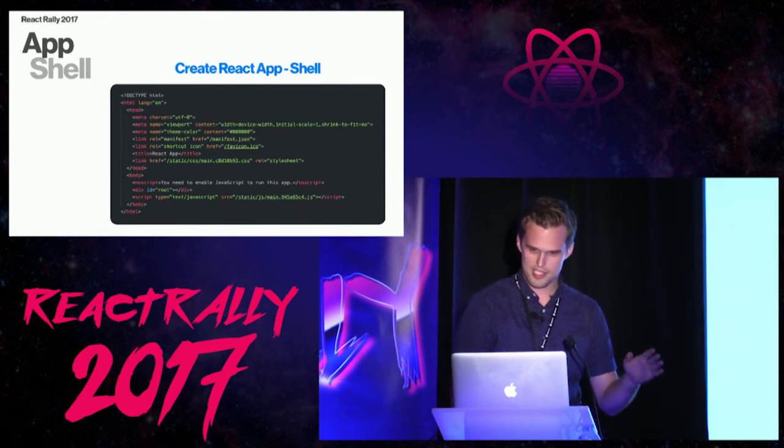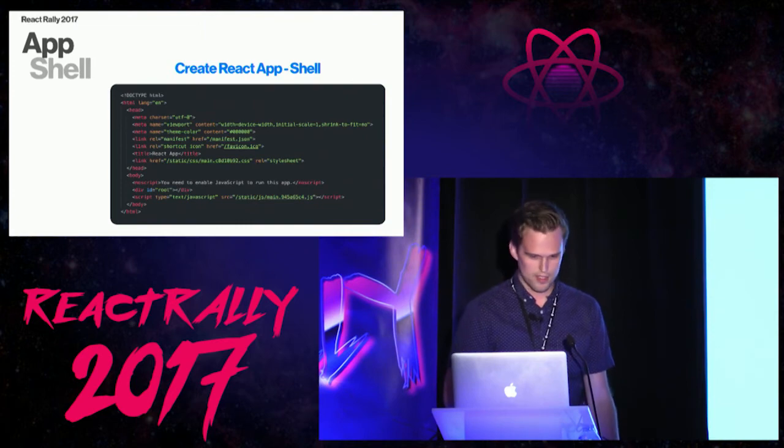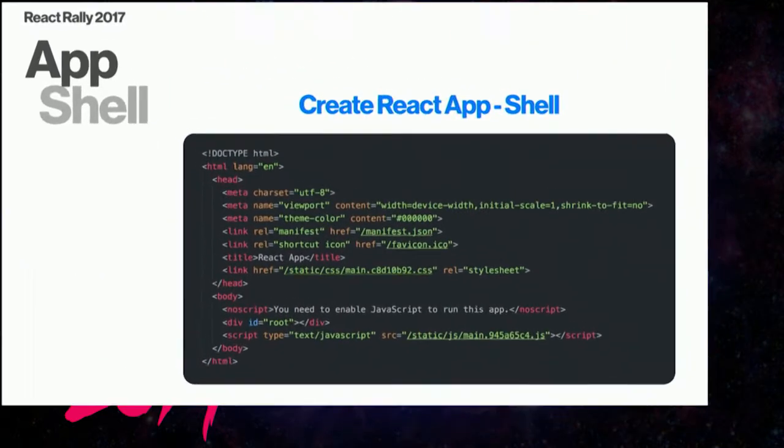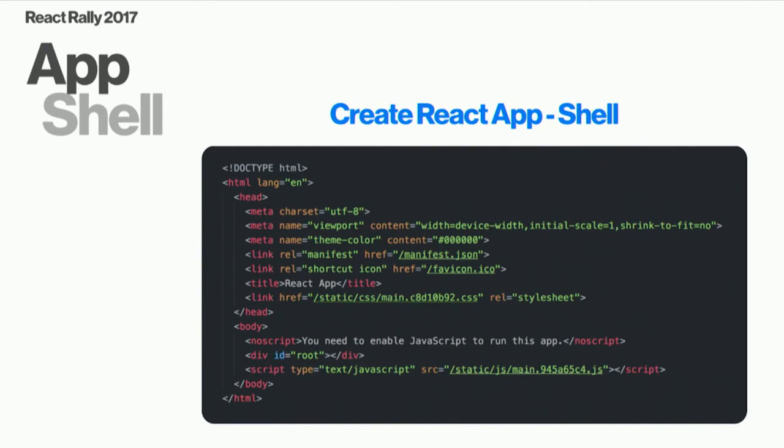So this is an example. This is the app shell for Create React App. As you can probably see, it's decently large. Basically, it's a div that's going to point to where we're actually going to render the React content, and a script and a CSS file. You can see that those are revisioned.